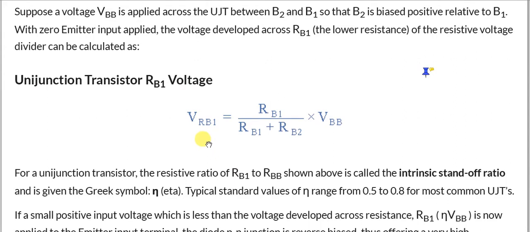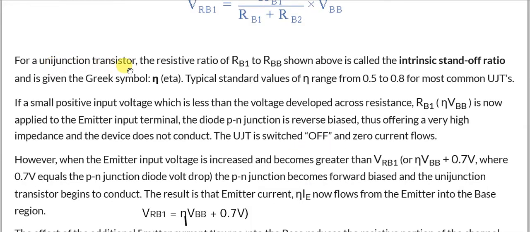The voltage across RB1 will be equal to RB1 divided by the total resistance, multiplied by the applied voltage VBB. For a unijunction transistor, the resistive ratio of RB1 to RBB shown above is called the intrinsic standoff ratio, and is given by the Greek symbol eta. The typical standard values of eta range from 0.5 to 0.8 for most common UJTs.